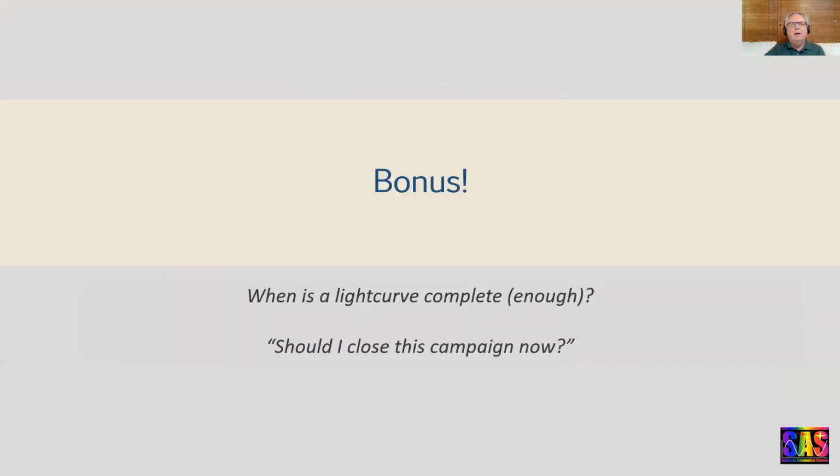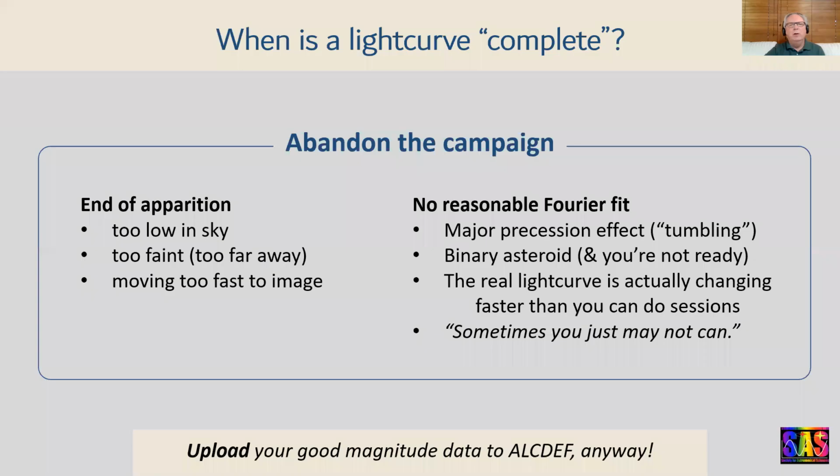One last thing, a bonus. How do I close this campaign? When should I close it? Now, here are some unhappy endings to light curve campaigns. You get to the end of the apparition and you simply can't take any more data, or you just can't get a reasonable Fourier fit.